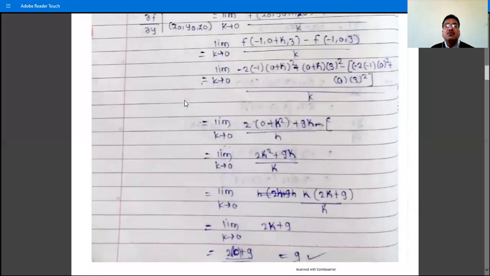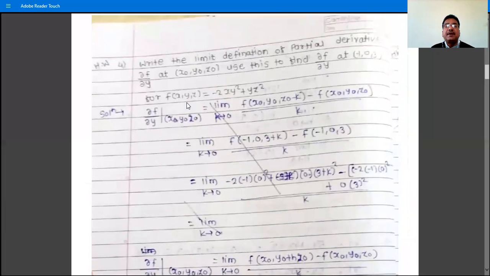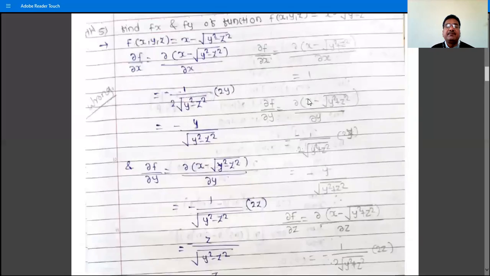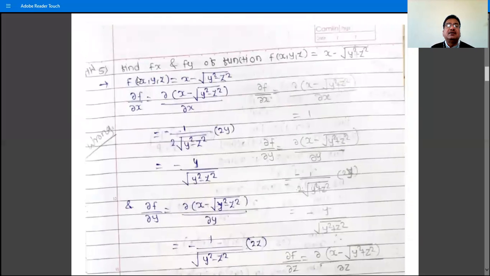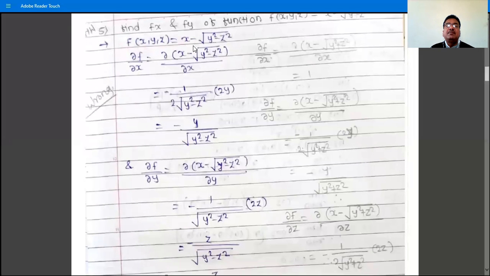Similarly, for practice, we can find the derivative of this function with respect to x and with respect to z. Find fx and fy, where fx means the partial derivative with respect to x, and fy means the partial derivative with respect to y, of this function. So directly by the definition, the derivative of x is 1, and minus 1 by 2 times root y square minus z square into 2y.